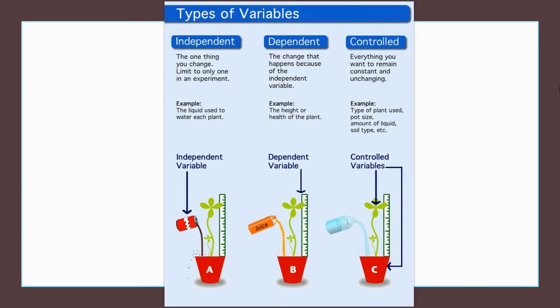So in this little experiment here, the plant is growing. The thing being changed is the drink or the fluid being added to the plant. The height of the plant is the thing being measured, so that is known as the dependent variable. And everything else is constant, the same, or remains unchanging. So the type of plant, the pot size, the amount of liquid, the soil type, all those other things that might influence the results are kept the same.